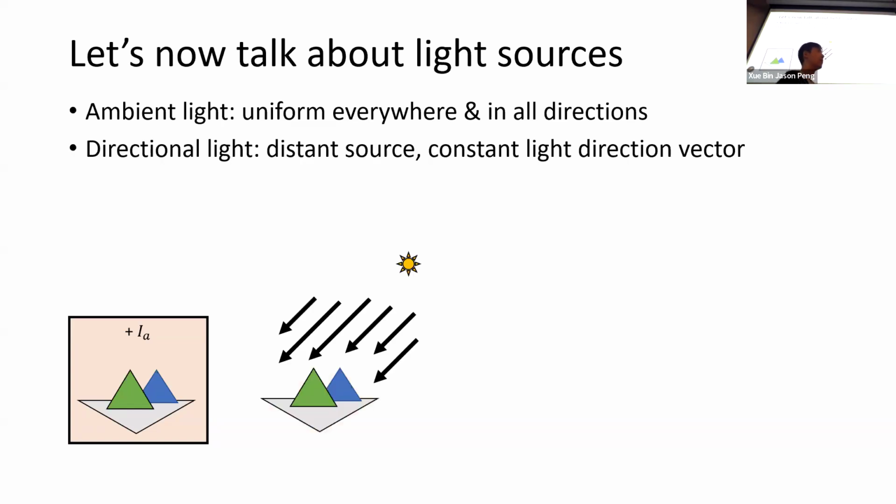Another common light source is a directional light. And this corresponds to a light source that's infinitely far away, something like the sun. When you have a very far away light source that's emitting light into a scene, then all the light rays that are being emitted into the scene are going to travel in exactly the same direction. So with directional light, regardless of the position of a point in the scene, light is always going to hit that point in the same direction.